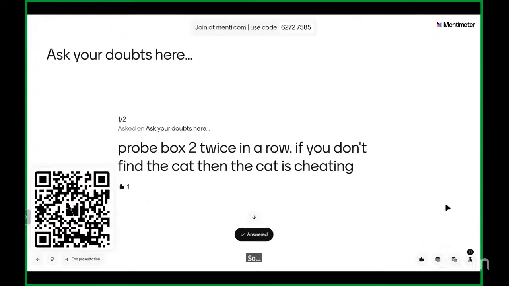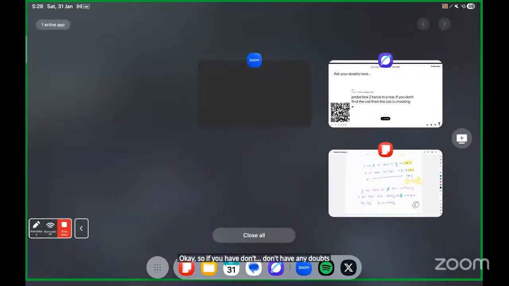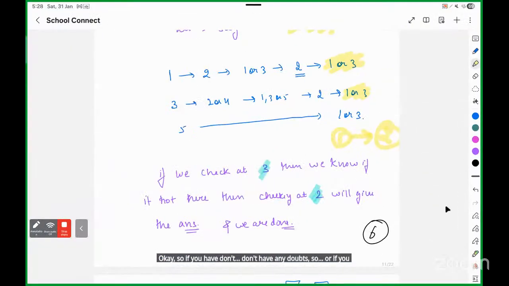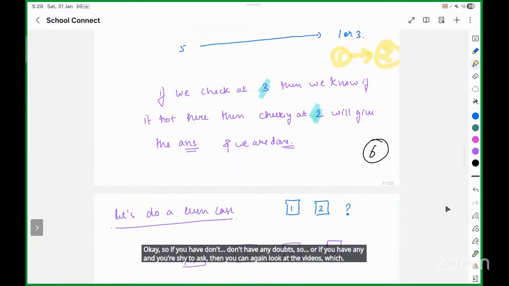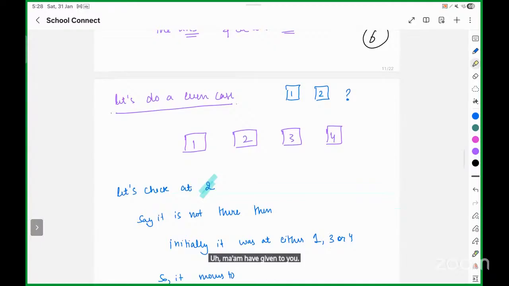Is this clear then? Okay. So if you don't have any doubts, or if you have any and you're shy to ask, then you can again look at the videos which ma'am has given to you.